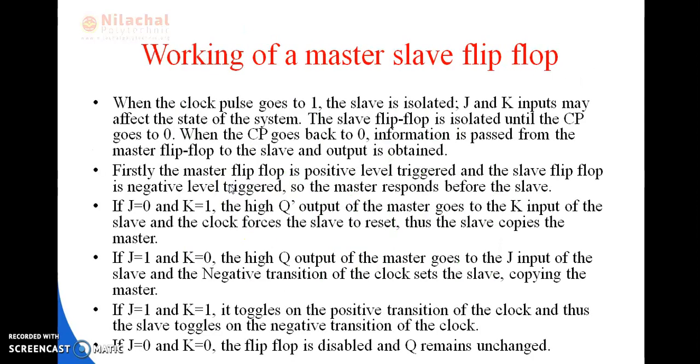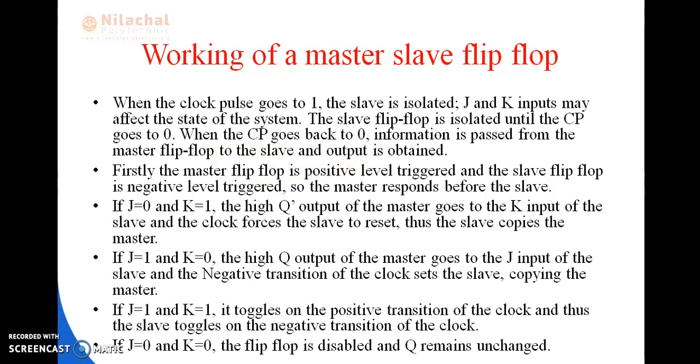What is the working of a master slave flip-flop? When the clock pulse goes to 1, the slave is isolated. J and K inputs may affect the state of the system. The slave flip-flop is isolated until the CP goes to 0. CP means clock pulse. So when the clock pulse goes back to 0, information is passed from the master flip-flop to the slave and output is obtained.